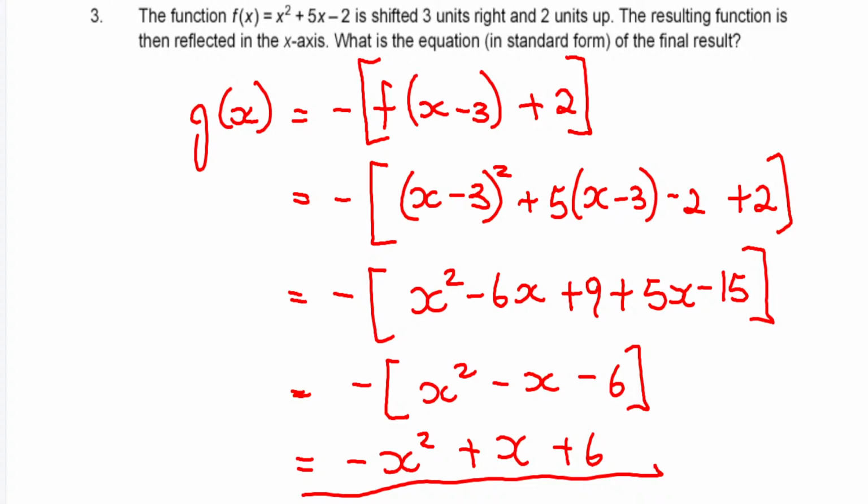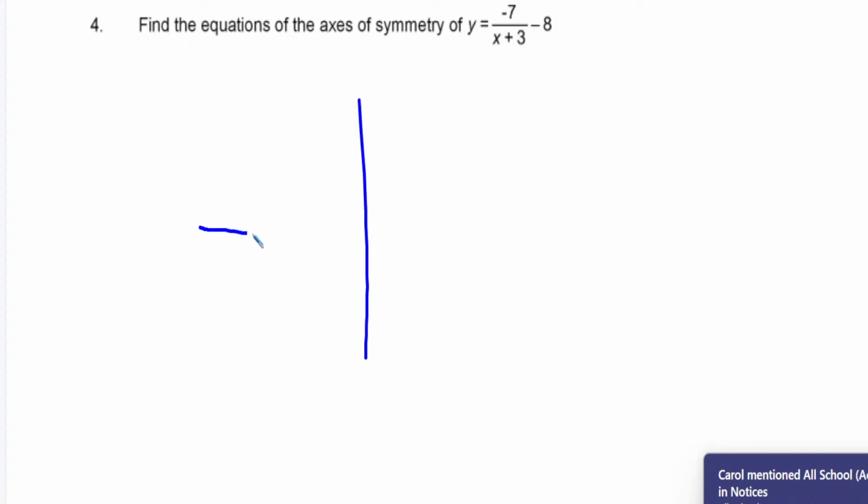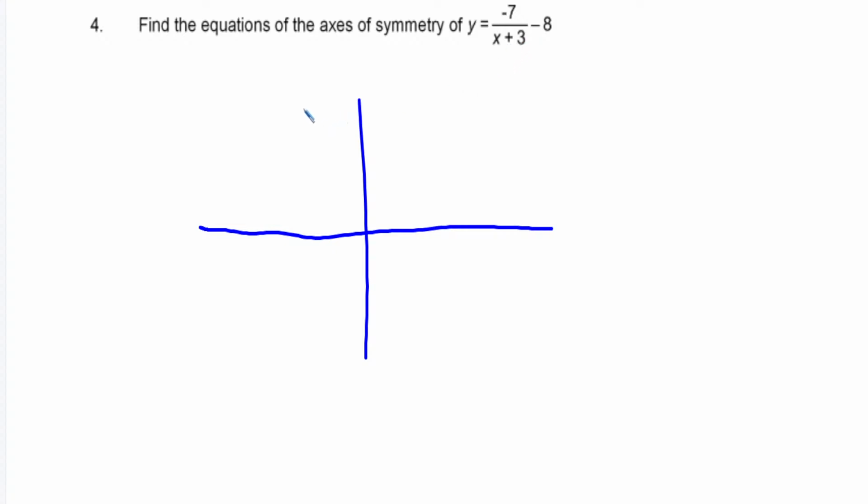Onwards and upwards to question number 4. Question number 4 looks like this. It says, find the equation of the axes of symmetry of this. Now there are 2 ways of thinking about this, but I think the easiest way, and you'll see both ways if you look at the memo, is to realize that if we had to draw this graph, the asymptotes are negative 3 and negative 8. Somewhere there and somewhere down here.